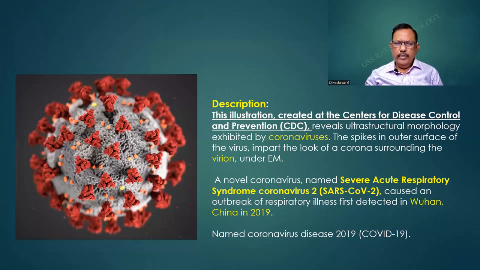This is a beautiful depiction again. The source of it is given over here and nothing is my own. So it is an ultrastructural morphology exhibiting the coronavirus. The spikes outside the virus include the virion. And this is supposed to be a schematic picture of the virus that we see under the electron microscope. And it is called novel coronavirus because it is something new. And this history and all, you people know, Wuhan in China, 2019.